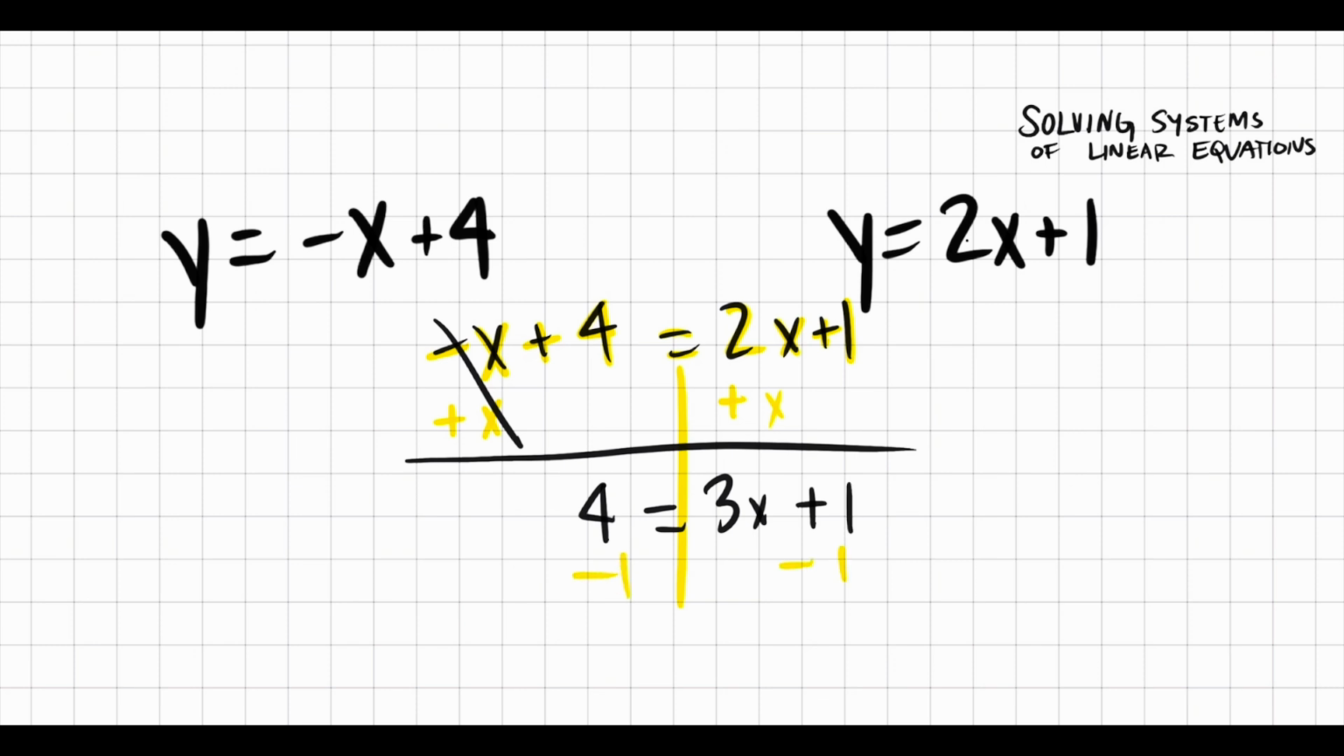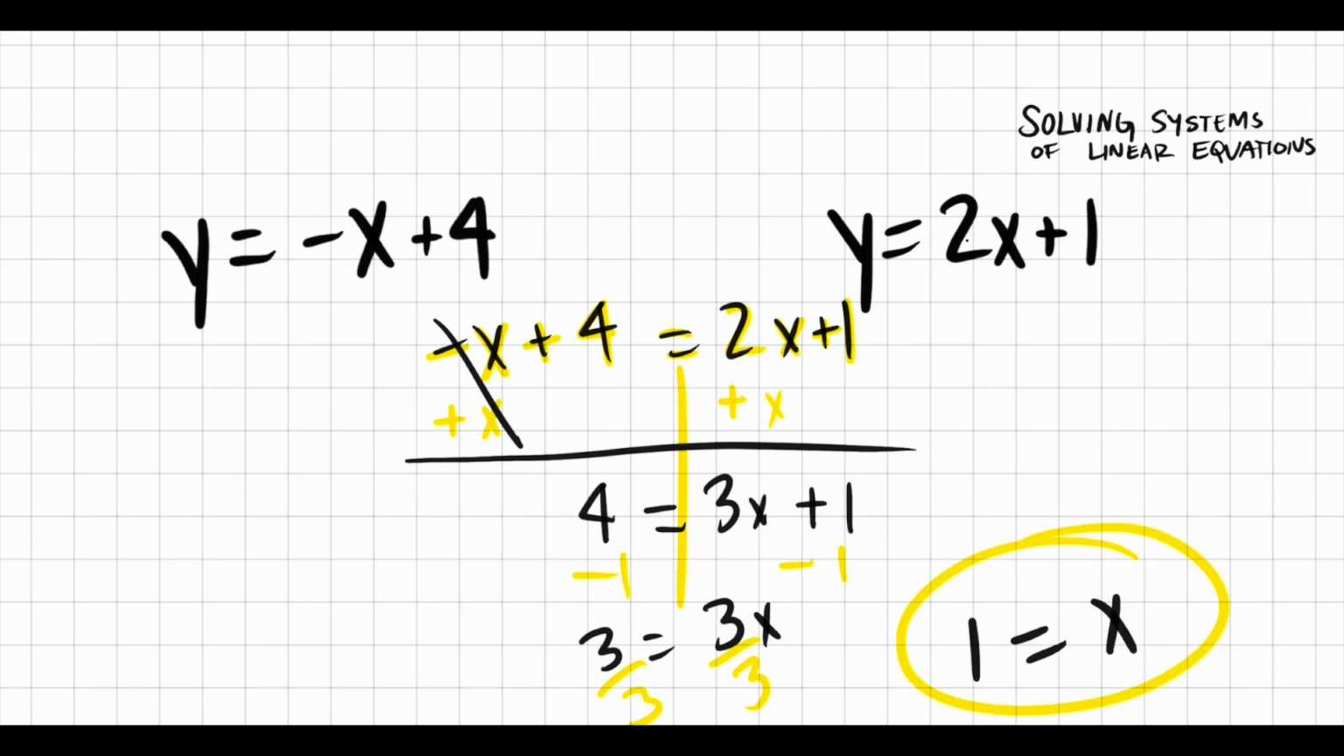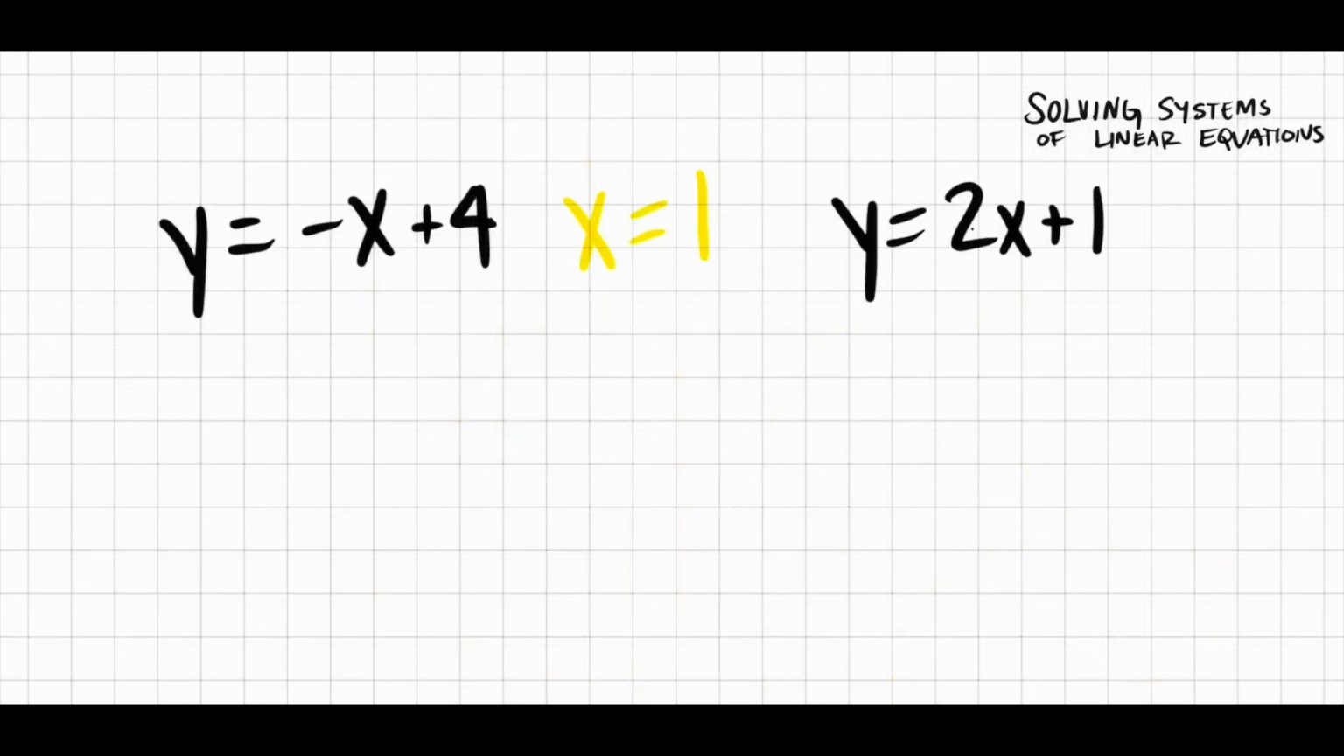And then next we will want to take away 1 from both sides so that x is still by itself. So it becomes 3 equals 3x. And finally, we will want to get x by itself still, so we want to divide both sides by 3. And we will get that x equals 1. Now, x equals 1 means we will have to plug in this solution to both problems to confirm that the y is the same.